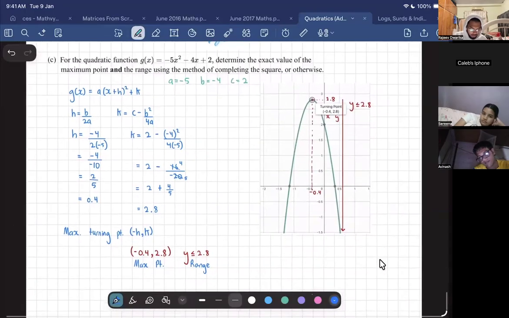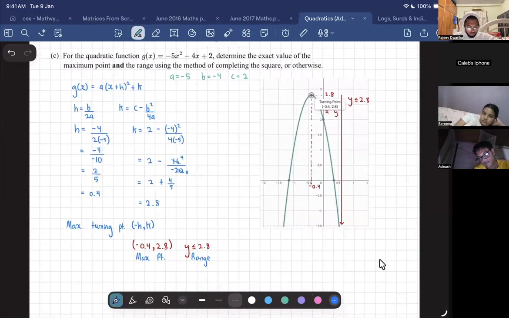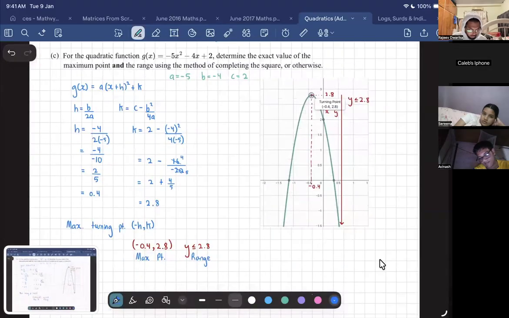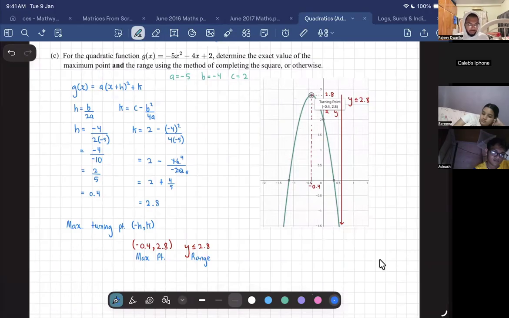Is there anybody confused by this? No, sir. Right. So when you're done with this, let me know. Serena, it looks like you have this copied down already. Yes, sir. The graph copied down too, or nah? Copy the graph, and don't forget to draw the arrow going down to show that it's less than 2.8.